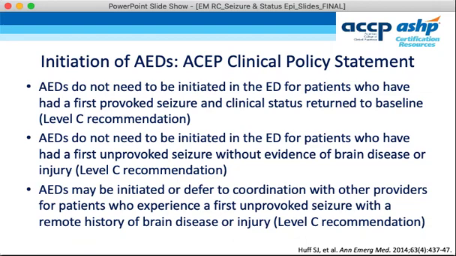Next, they recommend anti-epileptics may be initiated or deferred to coordination with other providers for patients who experience a first unprovoked seizure with a remote history of brain disease or injury. All of these are level C recommendations.